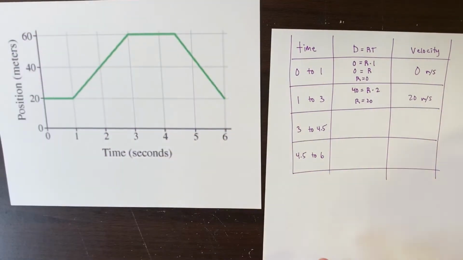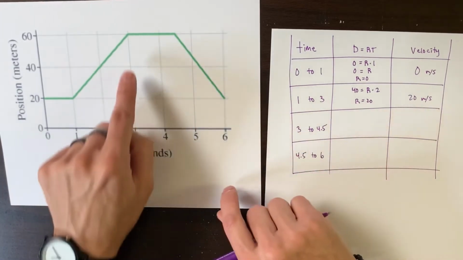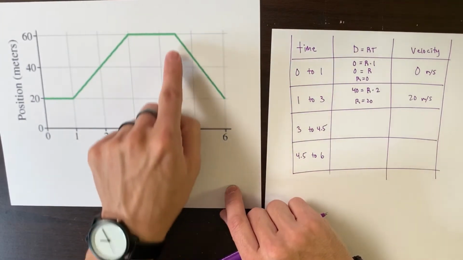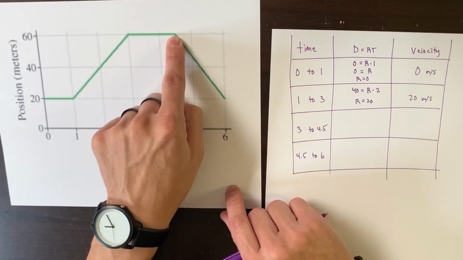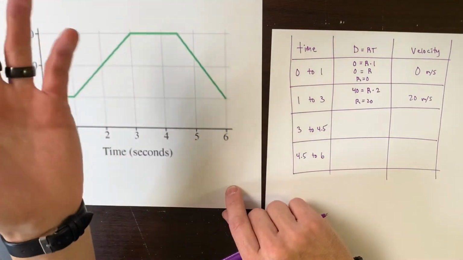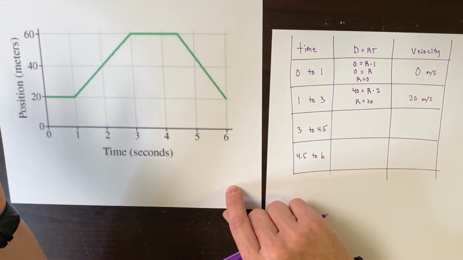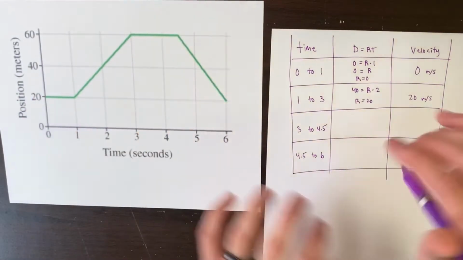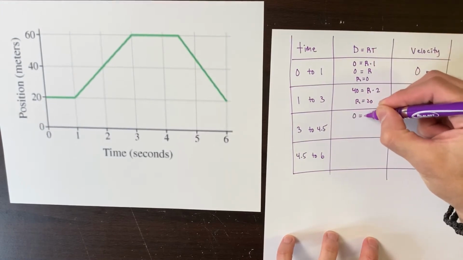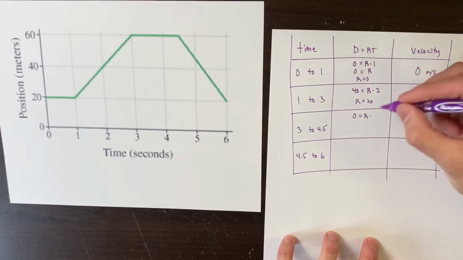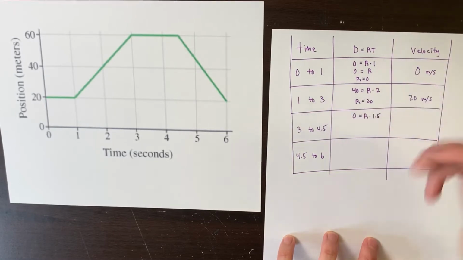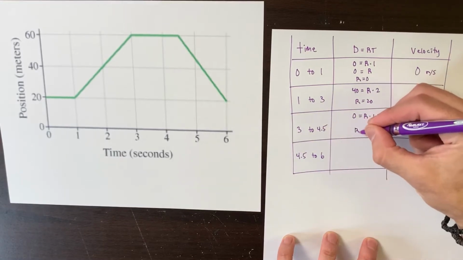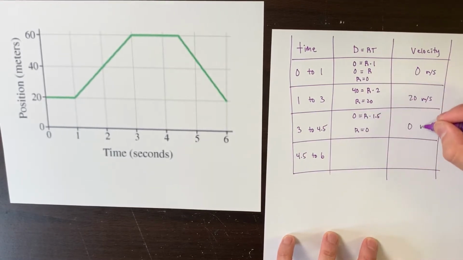And seconds. Now the next one, 3 to 4.5. At 3 seconds, 60 meters from home. At 4.5 seconds, I'm still 60 meters from home. So I didn't move at all. Maybe I was tired and I needed to take a little break just to catch my breath. So from here to here, the distance covered was 0. The rate, I don't know. The time is 1.5 seconds. If I divide that into that, my rate again is 0. So 0 meters per second.